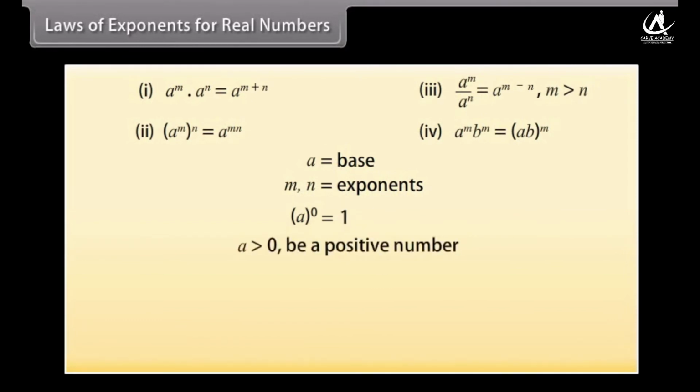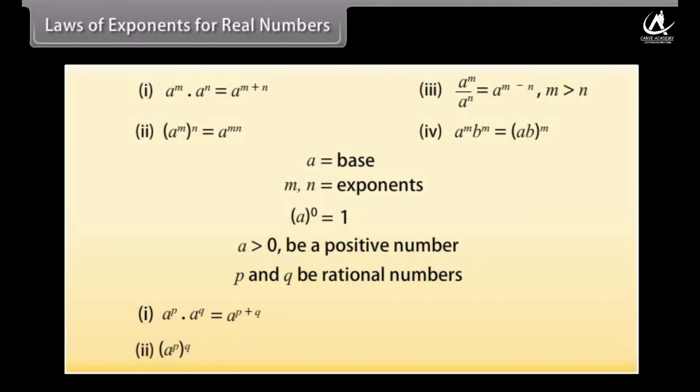Now let A greater than 0 be a real number and P and Q be rational numbers, then we can say that in multiplication, when bases are same, powers are added. In division, when bases are same, powers get subtracted. And when powers are same and bases are different and are getting multiplied, then we take the power as common.